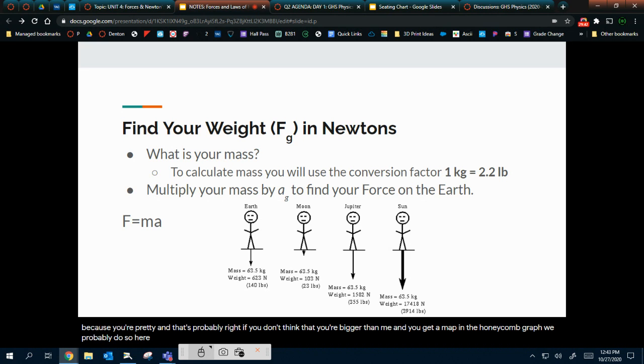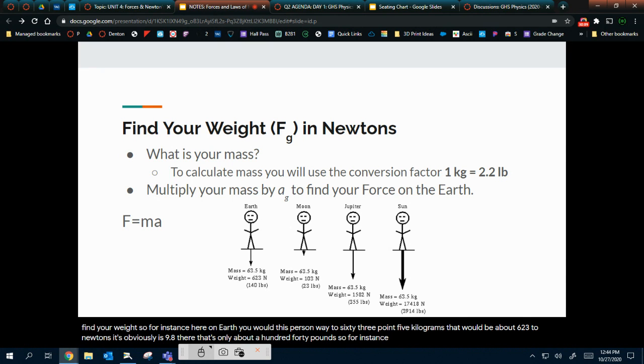Okay. So here it talks about, once you know your mass, you simply multiply by the acceleration of gravity on that planetary body, and you can find your weight. So for instance, here on Earth, this person has a mass of 63.5 kilograms. That would be about 623 newtons. It's obviously using 9.8 there. That's only about 140 pounds.